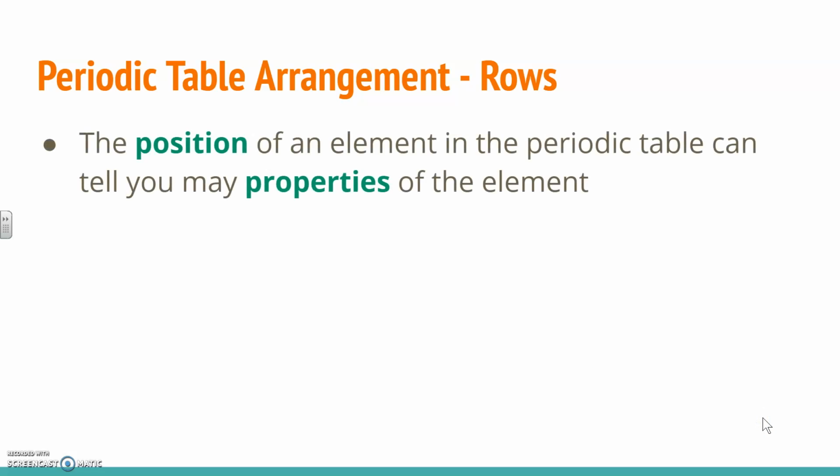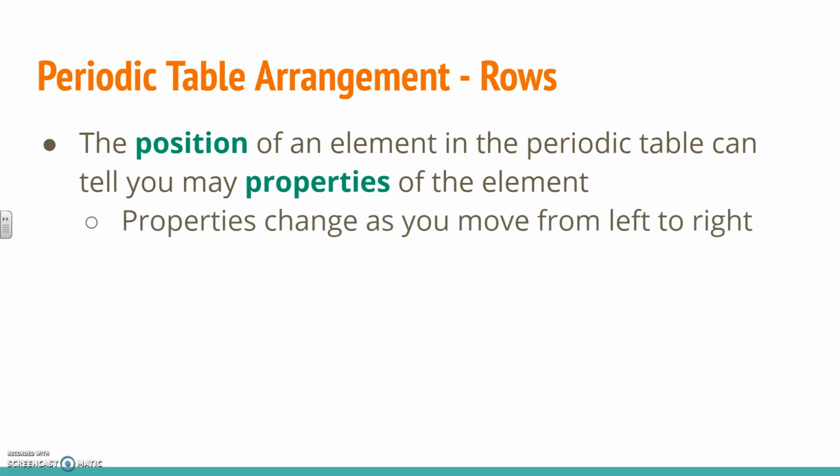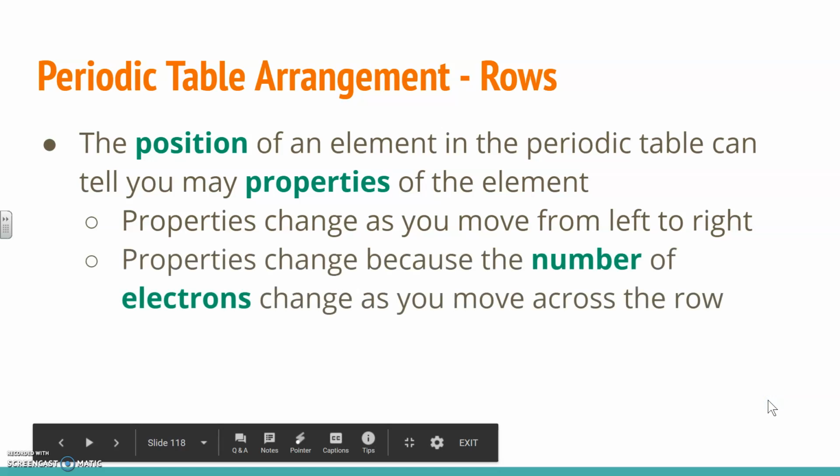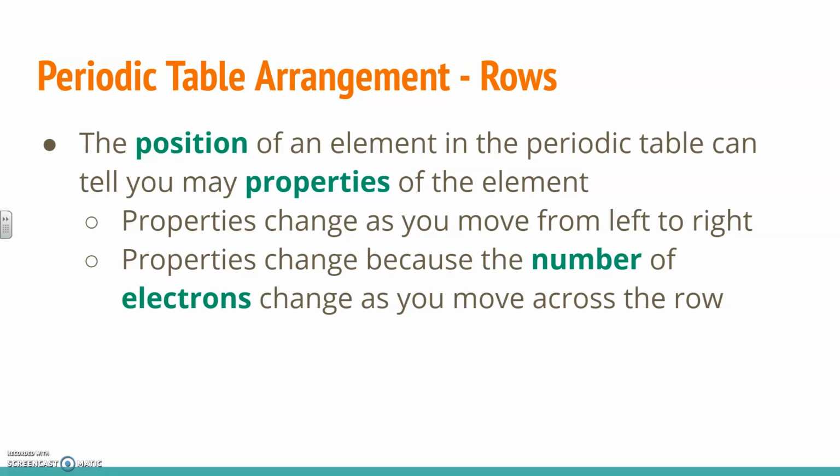And last but not least, the position of an element in a periodic table can tell you many properties of the elements. So properties change as we move from left to right, and the number of electrons changes. That's what we're really looking at here. I gave you a printout of the periodic table. Go ahead and flip to that at this point real quick. All the way to the left. Put up your hands, find your left.